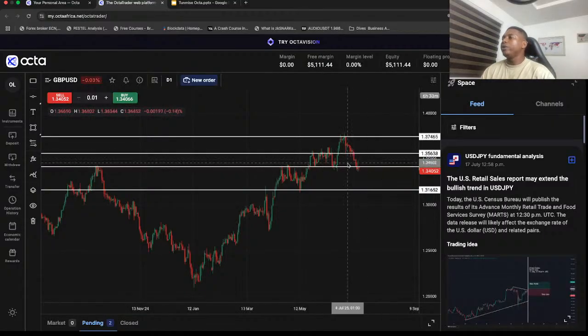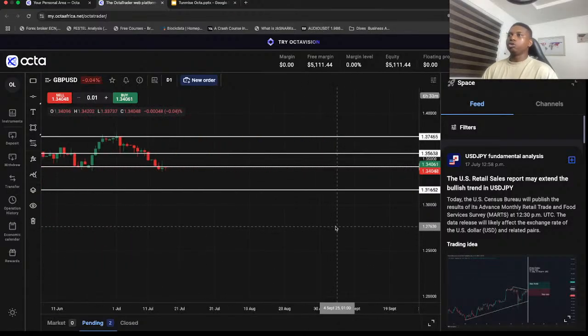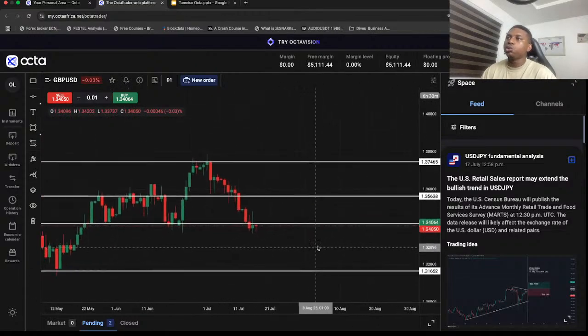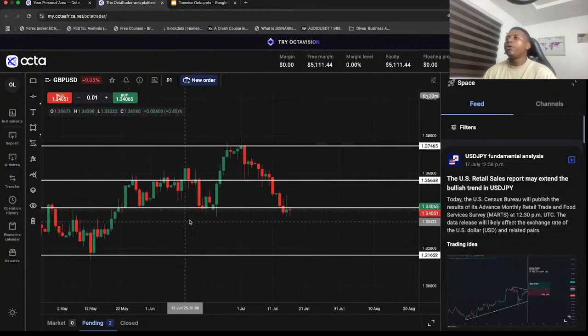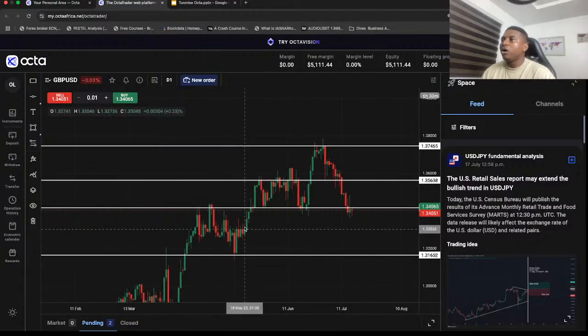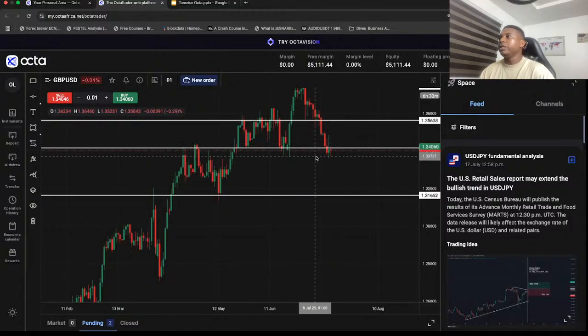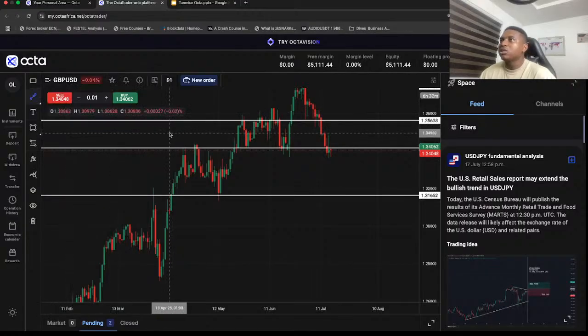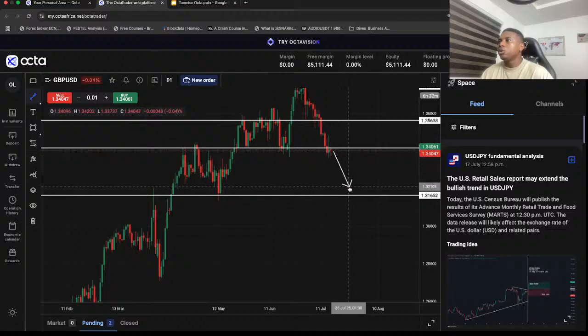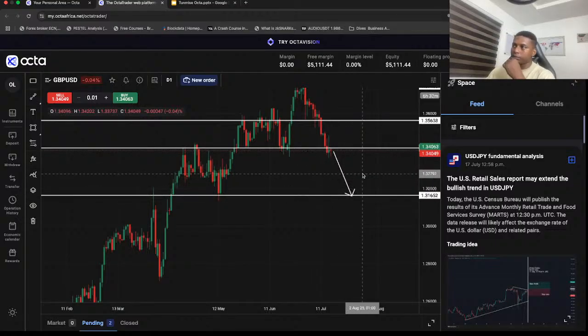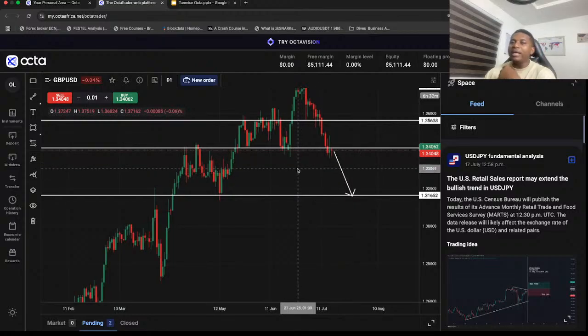Okay, now we are currently at this level, and we need to make a decision as to should we buy, should we sell, or should we hold. From all indications, the probability of a sell is higher on GBP USD. And where would the probability of a sell most likely go to? It will most likely come to this level, all things being equal.